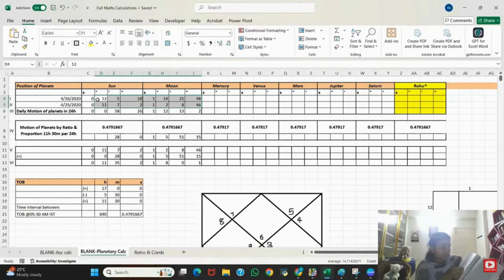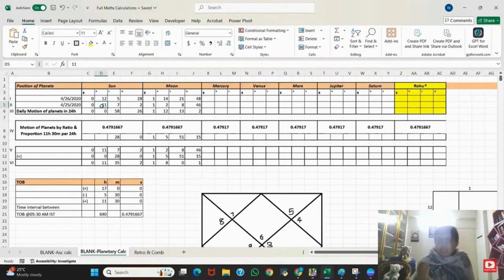So here, it is 0 sign past, 12 degree, 5 minutes, 28 seconds. That's what I have put here. And for 25th of April, the previous day, it will be 11 degree, 7 minutes, 02 seconds, again 0 sign past. It is easily understandable that as it is April born, after 14th of April, Sun will be in Mesh Rashi. So it will be 0 sign past, that is, it has not even covered one sign. So when it is 0 sign past, it will be Mesh Rashi only.